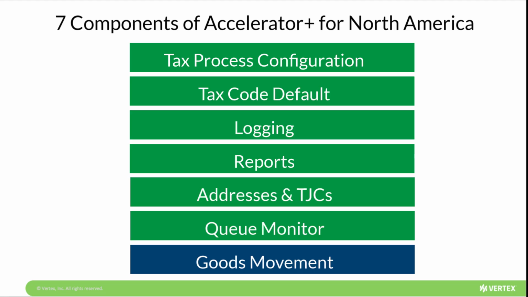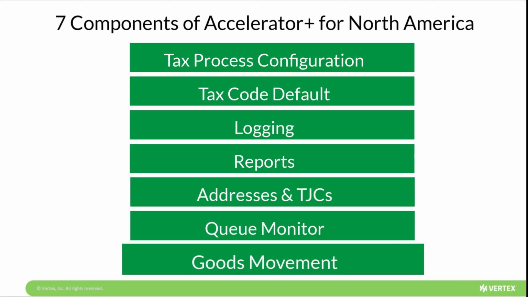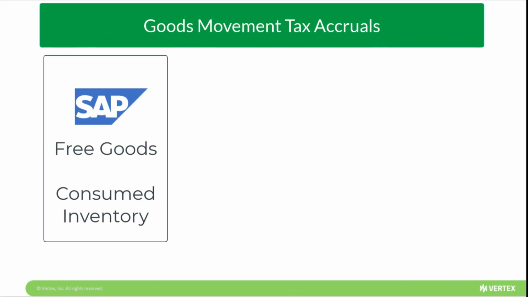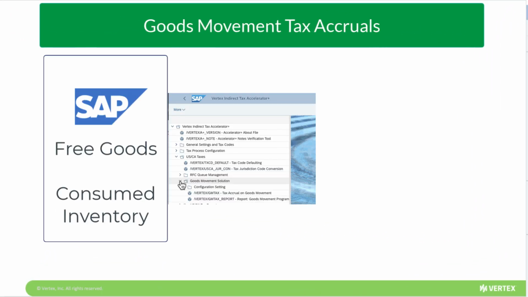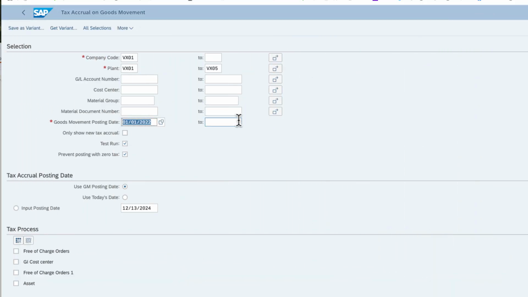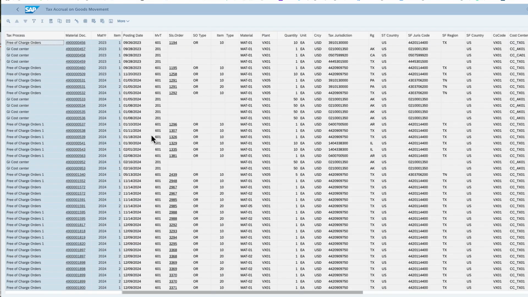And the final program in Accelerator Plus is goods movement. This is typically a need for manufacturing companies in the U.S., whereby consumer use tax may need to be accrued when you use your own inventory. Whether you use inventory for free giveaways or in quality control, you can use the goods movement program to trigger the call to Vertex, post the accruals in SAP, and report on the accruals in Vertex O series, so they can also be filed on your tax returns.